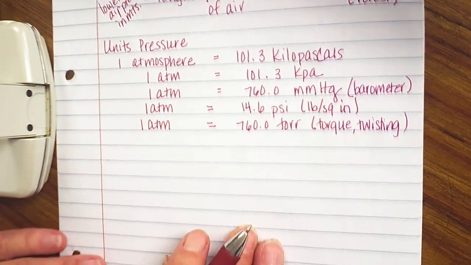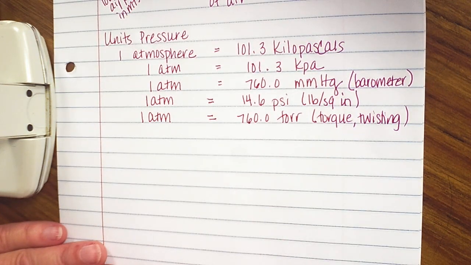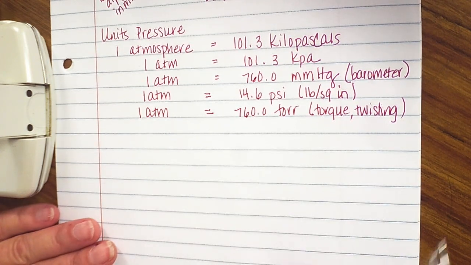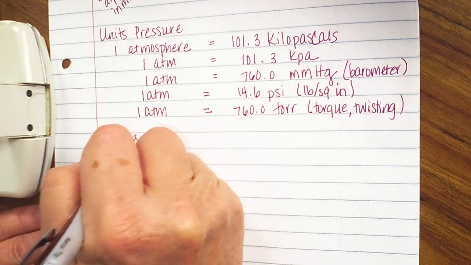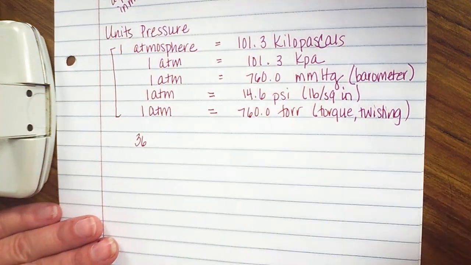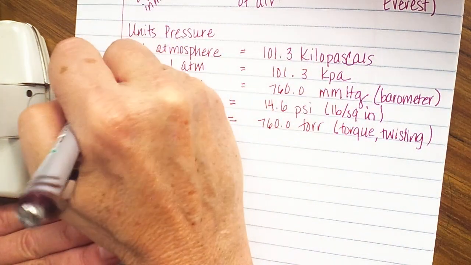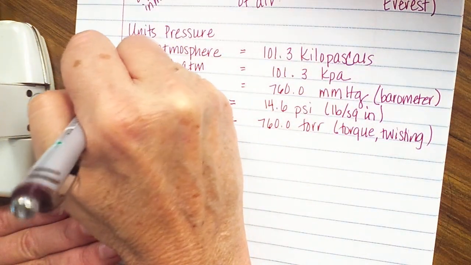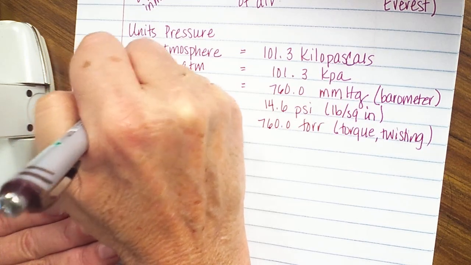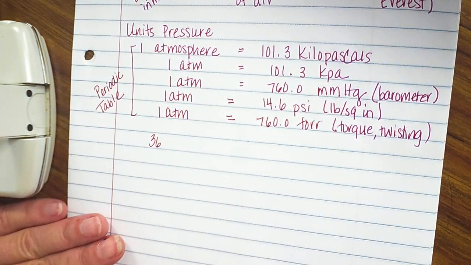One of the things you're going to have to do on the test is convert these units. So here's an example. Where would these go if you're going to have to convert these? On your periodic table. You're going to want to put these onto your periodic table because you're going to need them to convert them, right?